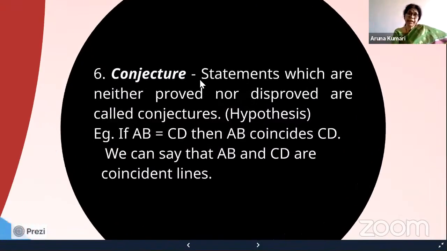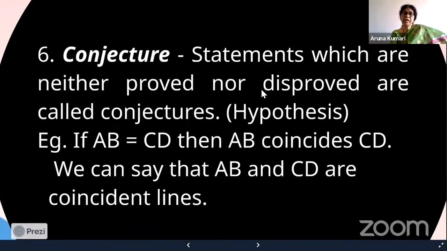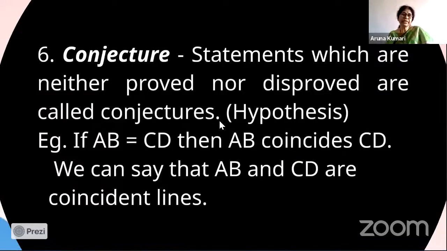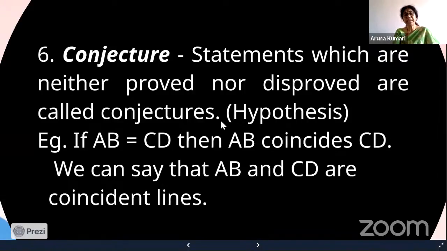Conjecture means statements which are neither proved nor disproved, called conjectures. The given statement is not at all proved, but we cannot say it is disproved. It can be proved or it cannot be proved, we cannot know. That is known as conjectures. Generally we take it as a hypothesis. Whenever we study theorems, what is there in that theorem to prove is known as hypothesis.